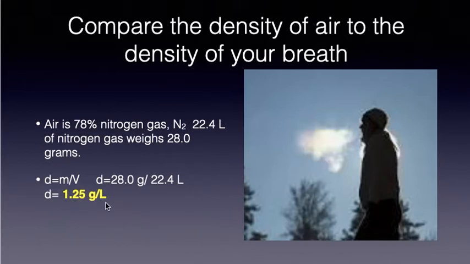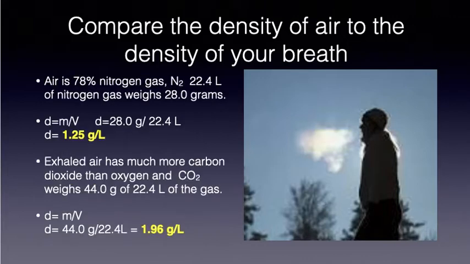So 1,000 milliliters makes a liter. So we're looking at a very low density, right? Because this would have to be over a huge space, a whole liter of space. I just didn't want you to get confused because we used milliliters before. Carbon dioxide, on the other hand, weighs 44 grams. And so it occupies the same amount of space, 22.4 liters. So its density is calculated to be 1.96 grams per liter.